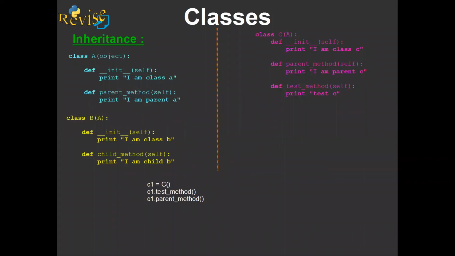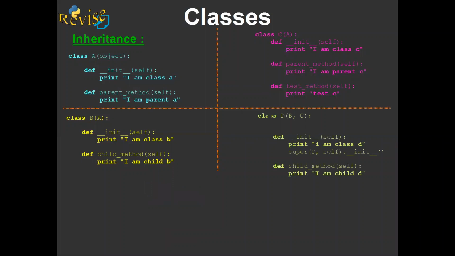Now we'll initialize class C, instance C1. When we initialize class C, it prints "I am class C" using the init method, then "test C", that is the test method. Now we are calling the parent method, which is the overridden method. So it prints "I am parent C". So it calls the method from class C, which is the overridden method.